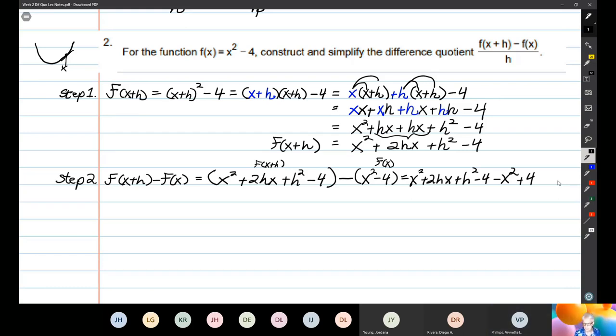Now, the wonderful thing about this step is we get to usually eliminate like terms, like for instance, x squared and x squared. If I say x squared minus x squared, I get 0. And if I say negative 4 plus 4, I get 0. So what I'm left with is 2hx plus h squared. So I'm going to write that out. Equals 2hx plus h squared.